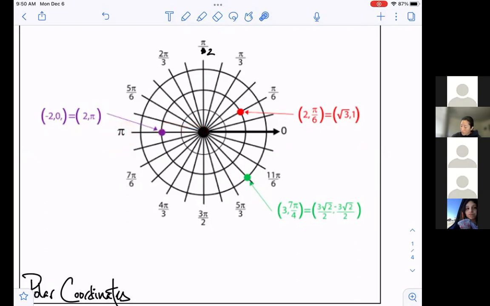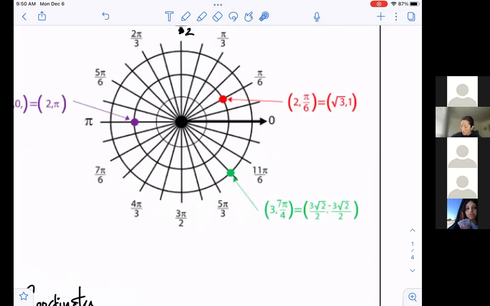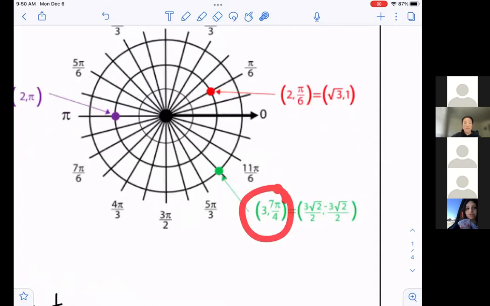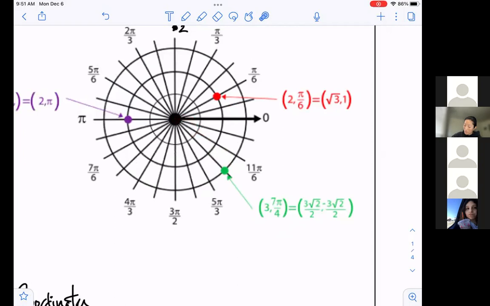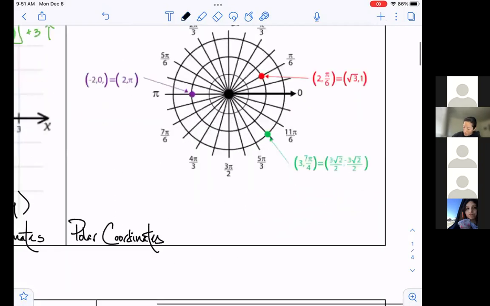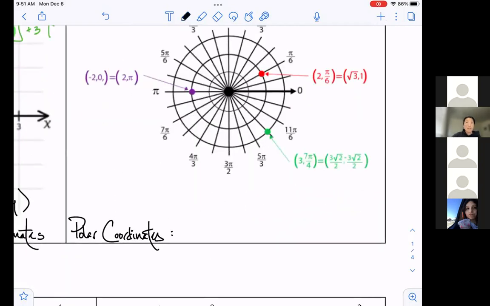Let's check that with this green one. With the green one, we would go to the angle first, 7 pi over 4. And from our center, we don't want to go out 2 circles. We want to go out 1, 2, 3. I think that's a pretty good observation, that maybe for polar coordinates, we go to our angle first, and then we count out how many circles.